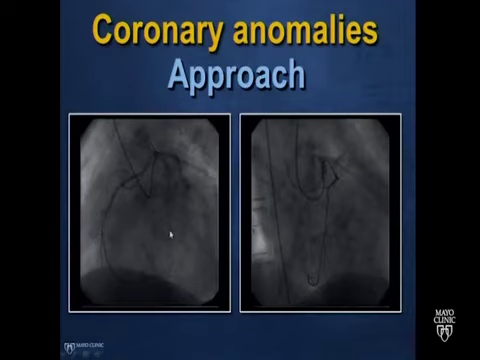Let's now look at this one. So again, LAO view, and look at this catheter, which is pointing towards the patient's anatomic left. It's actually filling part of the left coronary artery here, but it also fills the right coronary artery. So we've got a right coronary artery coming off the left cusp. It's going rightward over here, over the RV. So anomalous right off the left.